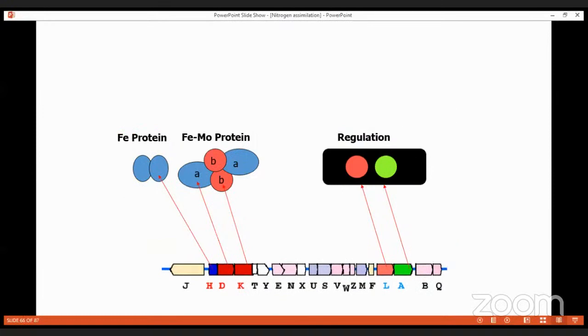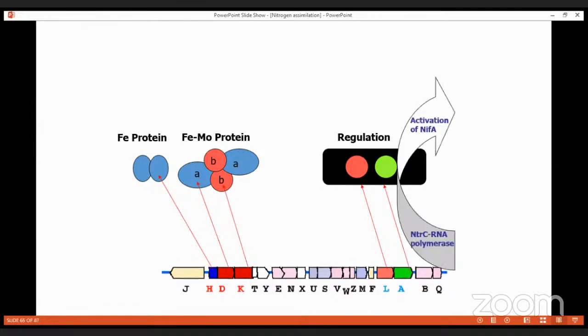You have to just remember, first the nitrogenase subunit has to form. It will be formed from the different genes. Those are H, D, K. H is for the first subunit, the Fe protein subunit, D and K for the second subunit. The regulation of this operon or this pathway happens by the A and L genes. The activation of NIF-A is by the NTRC RNA polymerase.